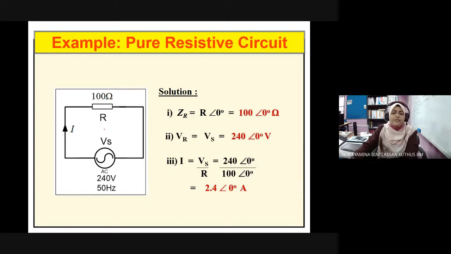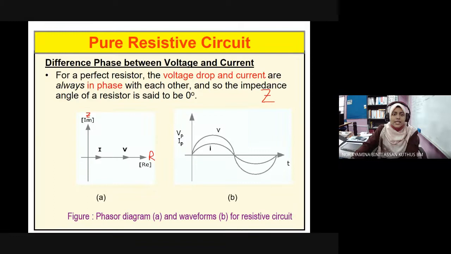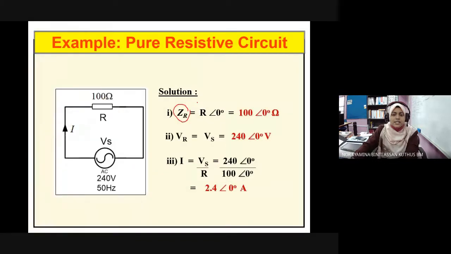Kita tengok pure resistive circuit. Okay. How do we find dia punya ZR? ZR adalah impedance of resistor. Impedance of resistor. So R kita sekarang adalah 100 ohm. Disebabkan dia tidak ada R, tidak akan ada any angle kan, sebab dia adalah pure any perfect resistor, it's not complex, dia adalah real. Okay. So resistor adalah real. So bila resistor adalah real, dia tidak ada imaginary angle. So R is 0, kat 0 degree. So 100, ini cara awak nak tulis.